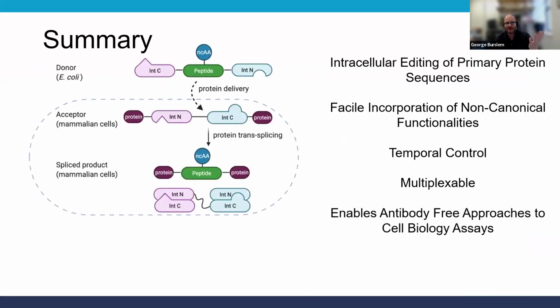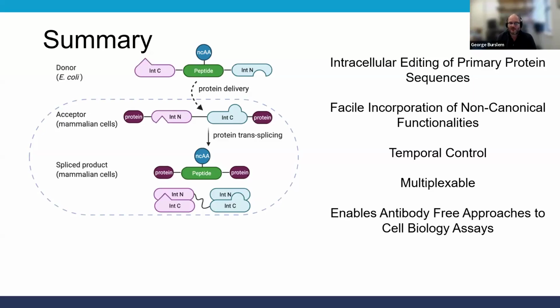So a summary of the technology, I think hopefully I've convinced you that we developed a technology to edit the primary sequences of proteins inside mammalian cells by using genetic code expansion and chemistry outside of cells, and then some tricks to deliver that into endogenous proteins, making a new but continuous polypeptide chain in endogenous proteins. It enables us to incorporate non-canonical functionalities. It gives us some temporal control, within 10 minutes, and then we can see what happens.